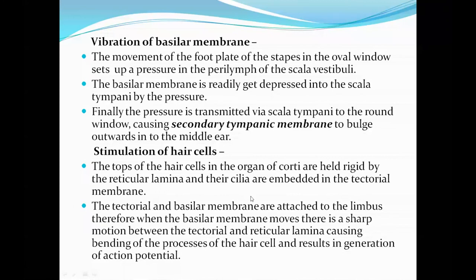Now, the tops of the hair cells in the organ of Corti are held by the rigid reticular lamina, and their cilia are embedded into the tectorial membrane. Discussed already, the tectorial membrane and basilar membrane are attached to the limbus. Therefore, when the basilar membrane moves, there is a shearing motion between the tectorial membrane and reticular lamina, causing the bending of the processes of the hair cell. And this bending of the processes will lead to the generation of action potential.